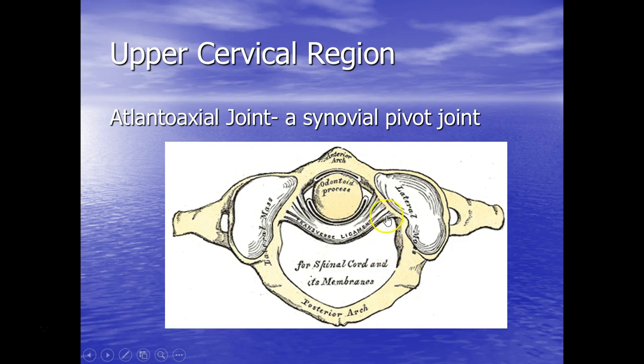In addition to the central synovial joint, there are facet joints on either side. This line down below here would represent the inferior surface of the lateral mass of atlas, and there would be an inferior articular facet on that surface, which then articulates with the superior articular facet of C2.